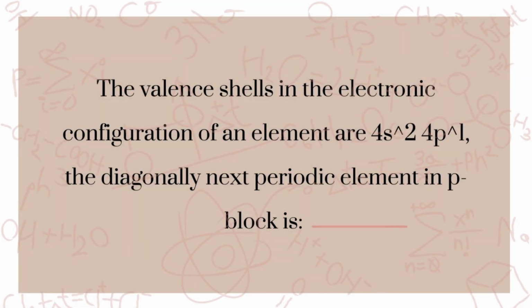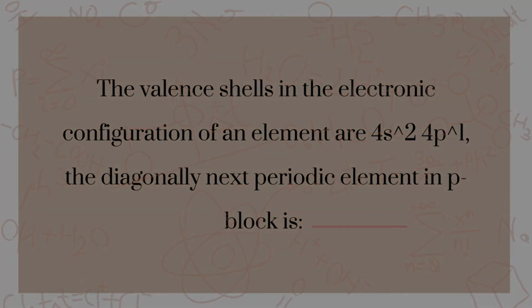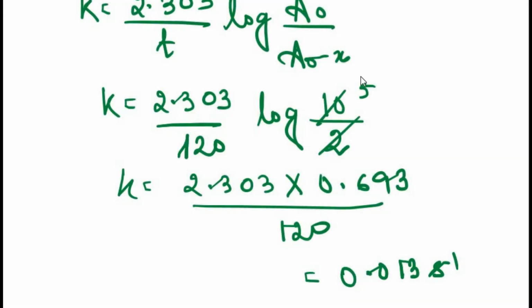Moving on to the next question. The valence shell electronic configuration of an element is 4s2, 4p1. The diagonally next period element in p block would be. So, the configuration given to you is 4s2, 4p1. Right? Firstly, this is the valence shell electronic configuration.